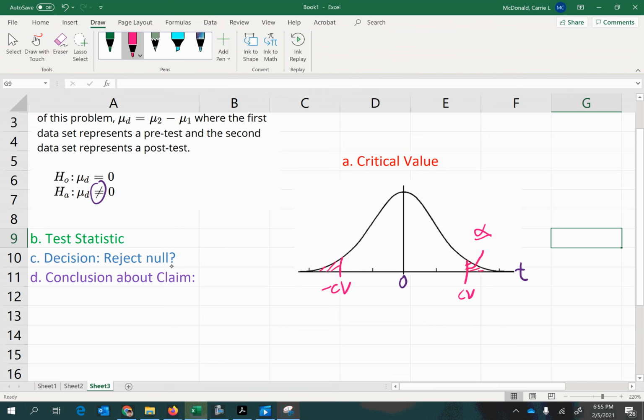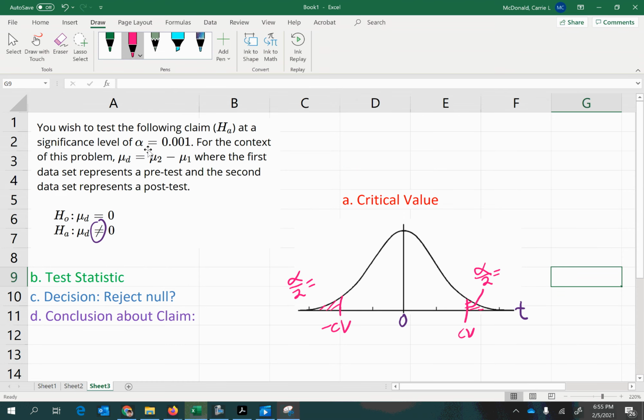And in order to figure out what they are, we're going to need to know the significance level of the test. And since it's two-tailed, that significance level will be split up equally on each side. So let's look up and see if they gave us an alpha. There I see that the significance level given was 0.001. Now, if you split that in half, you're going to have 0.0005 on each side. Very tiny little tails.